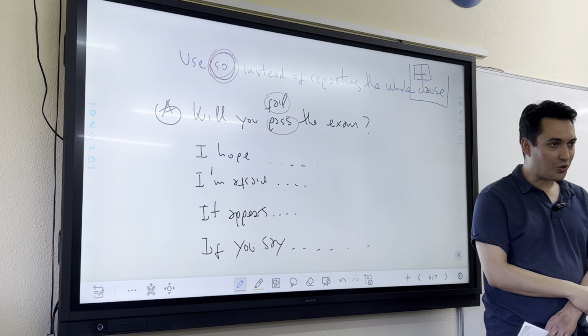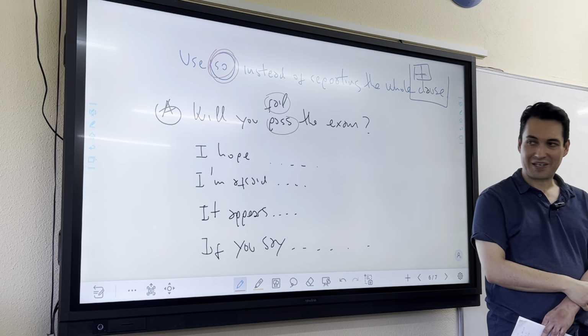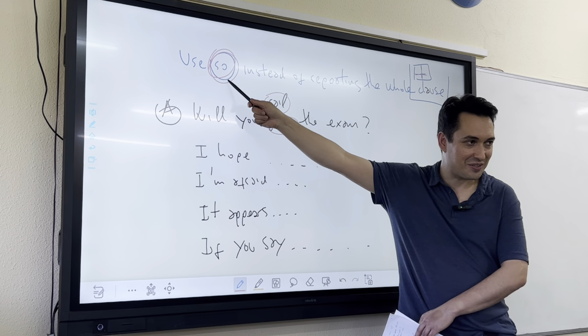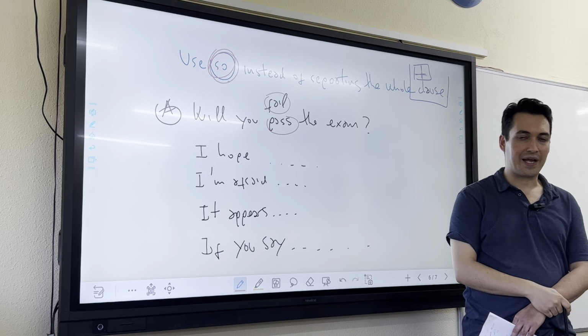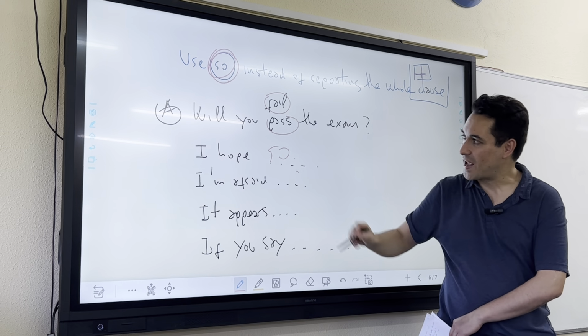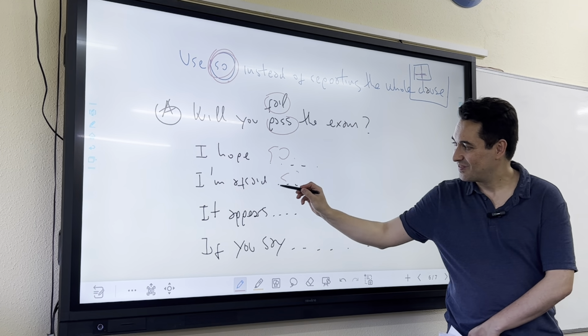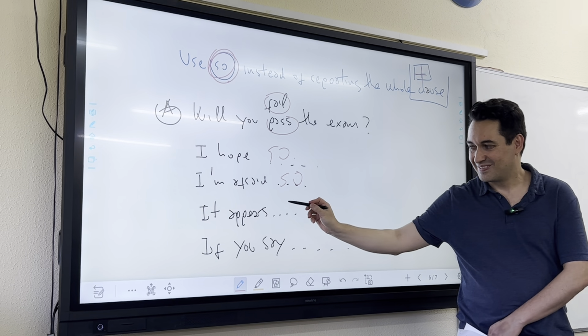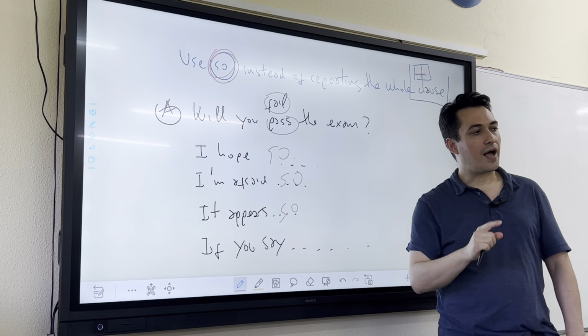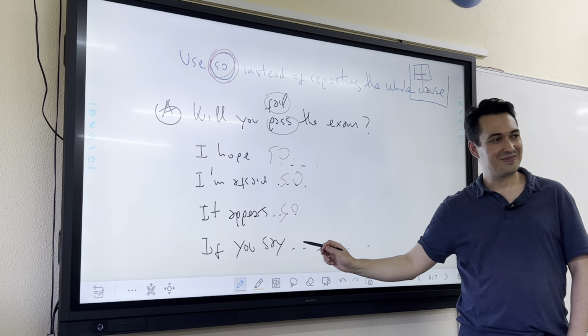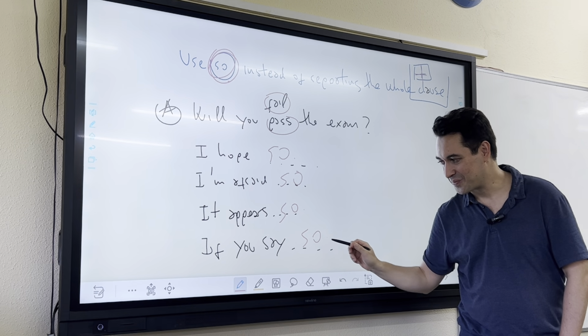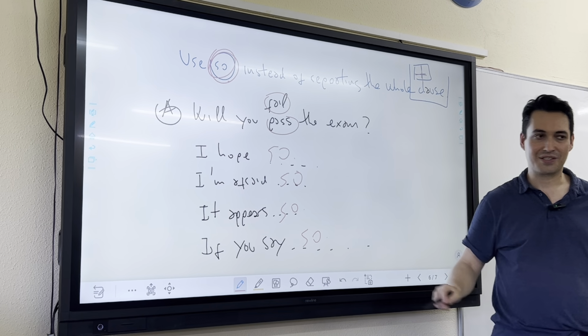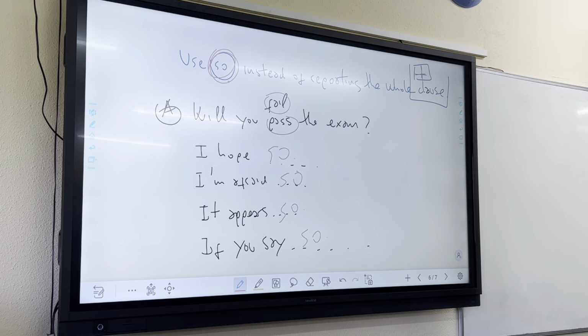So to make it shorter, what can we say? Danny, give it to us. Give it shorter. I've already given it to you. So will you pass the exam, Danny? Will you fail the exam, Danny? Will you pass the exam? It appears so. Danny, I think you will pass the exam. If you say so. If you say so would be translated as "si tú lo dices". Yeah, if you say so.